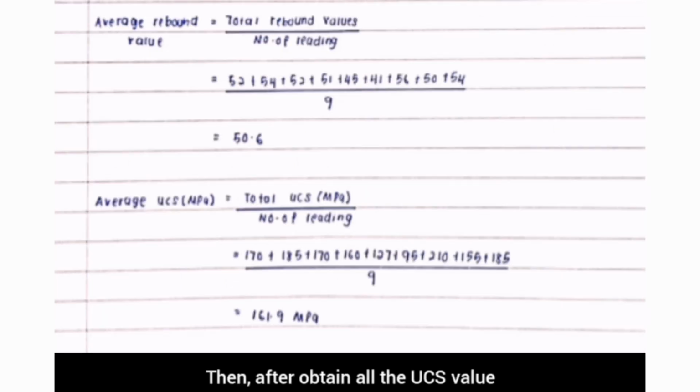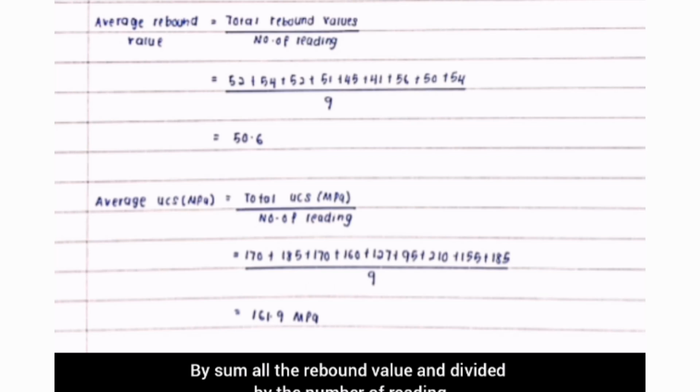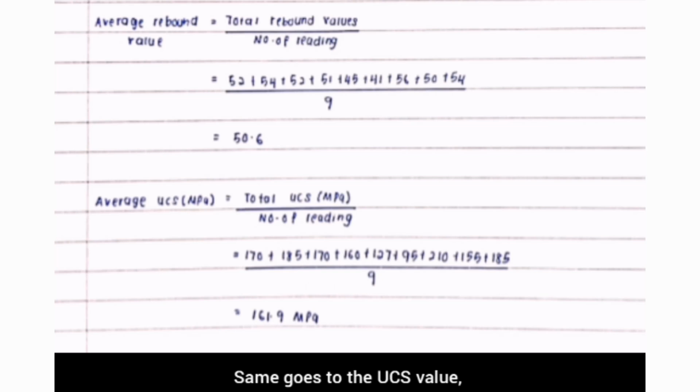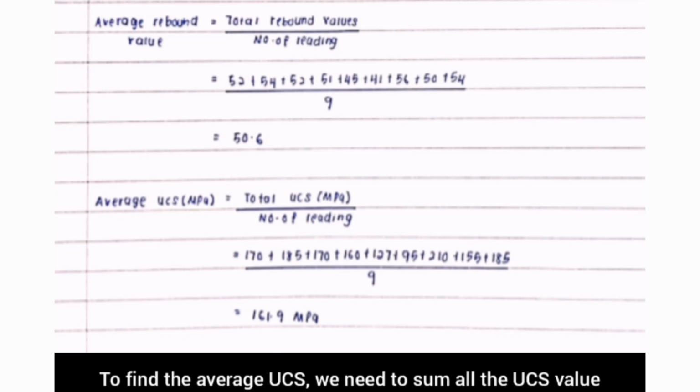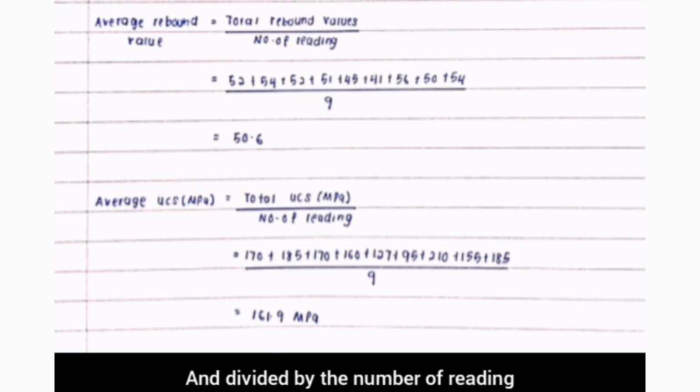Then, after obtaining all the UCS values, we need to find the average rebound value by summing all the rebound values and dividing by the number of readings. Same goes for the UCS value. To find the average UCS value, we need to sum all the UCS values and divide by the number of readings.